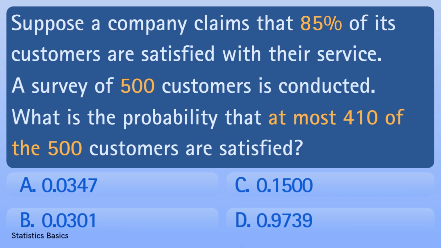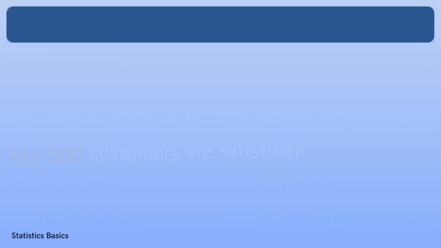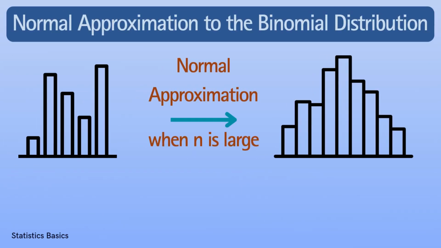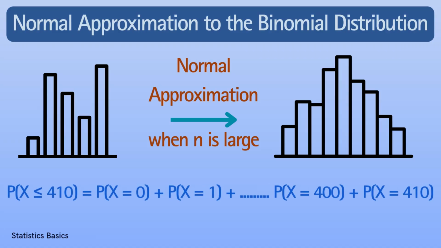This is a binomial probability problem because it asks for the probability of a certain number of successes in a fixed number of independent trials, with a constant probability of success for each trial. In this scenario, we will use the normal approximation to the binomial distribution. This is because the sample size is large and calculating the probability for every single integer from 0 to 410 would be really complex and time-consuming.